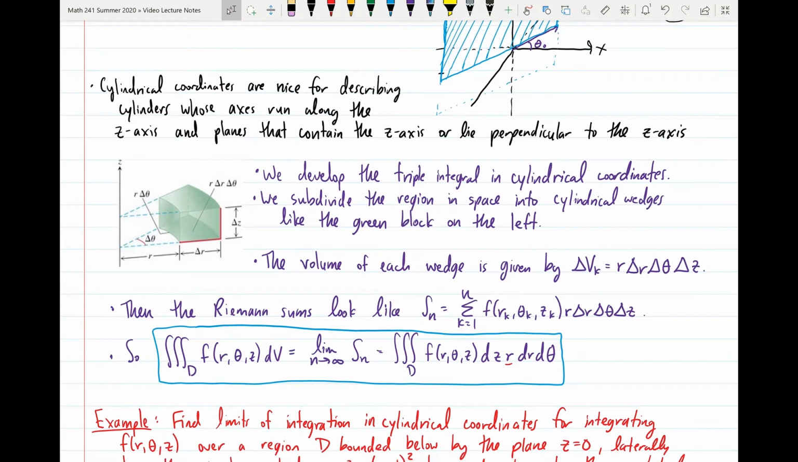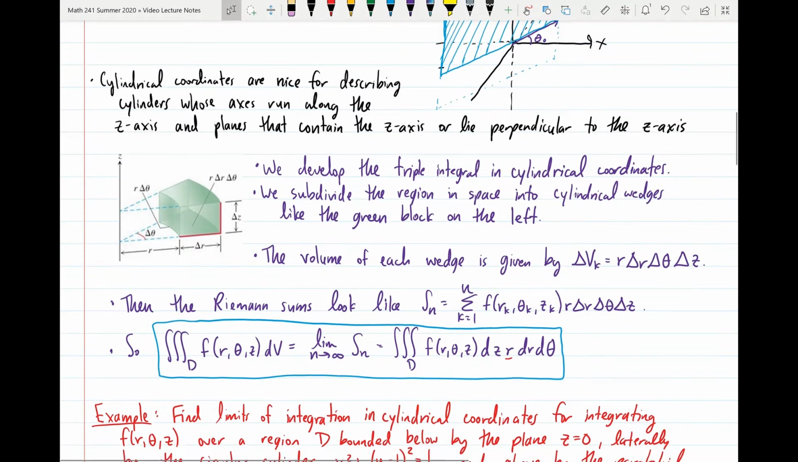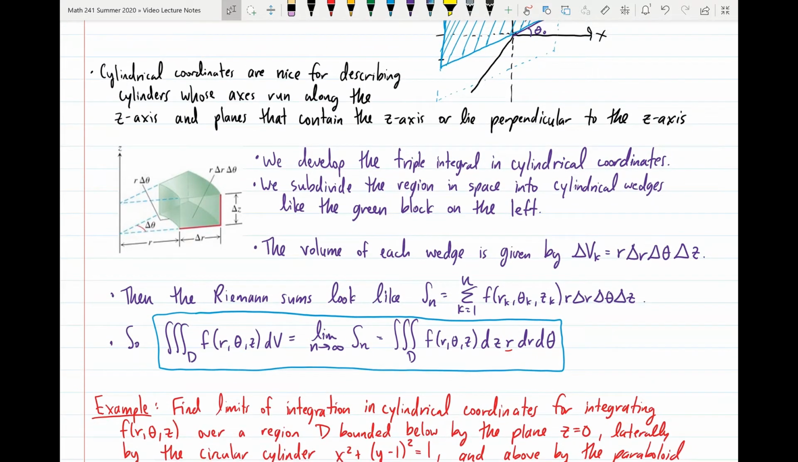And now we can develop the triple integral for cylindrical coordinates since we have an understanding of what these things are. So the process is going to be very similar to almost all the other sections in this chapter. So we subdivide some region in space into cylindrical wedges in this case. So remember from the definition of the double integral for polar coordinates, we subdivided our regions into what we called polar rectangles.